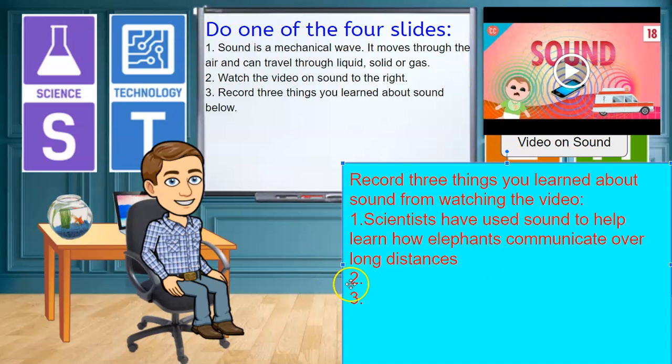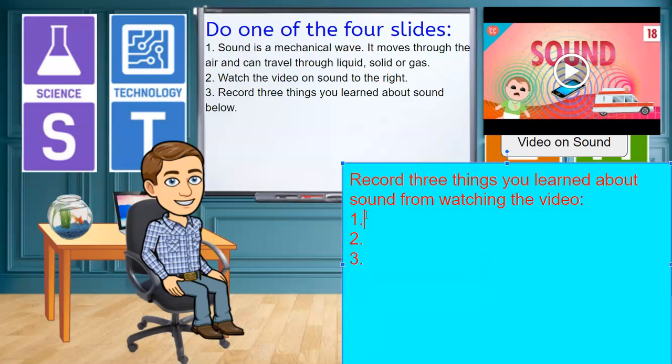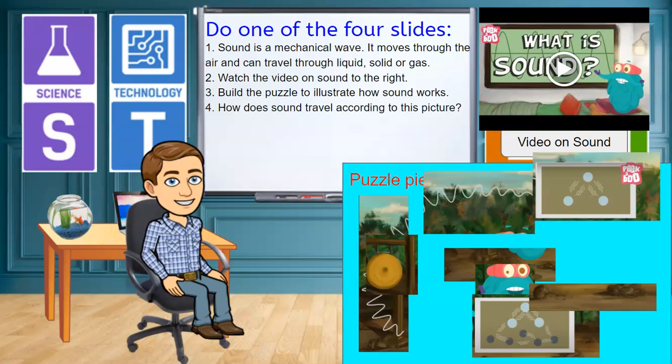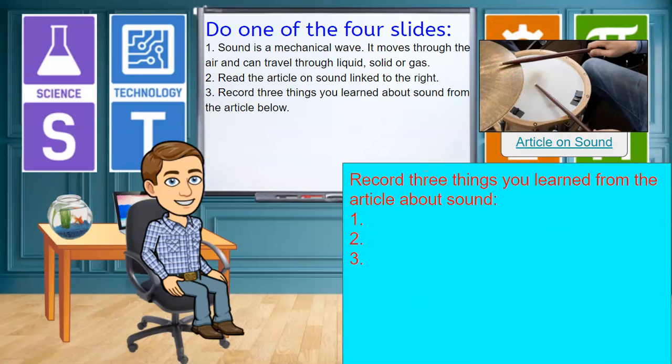I've got 1 fact. I need 2 more. I keep watching the video. I learn 2 more. I write them down. And this slide is done. Now remember, this is only the second. So we could do this slide, or we could do this slide, or we could do this slide. It's our third option. Do one of the following 4 slides.